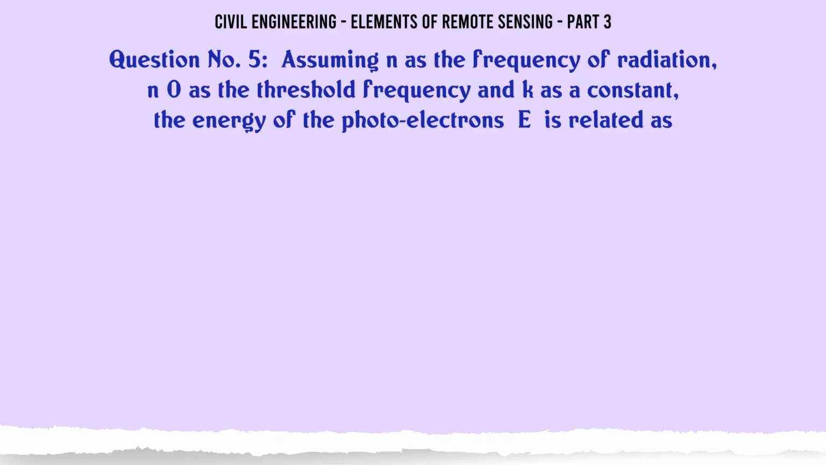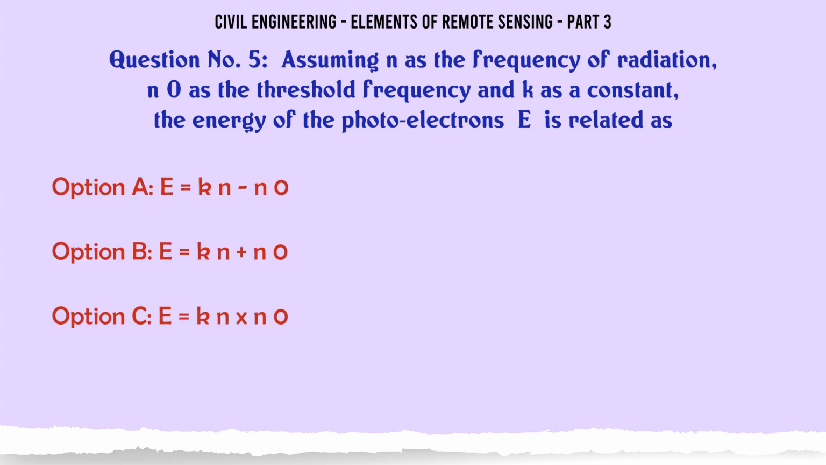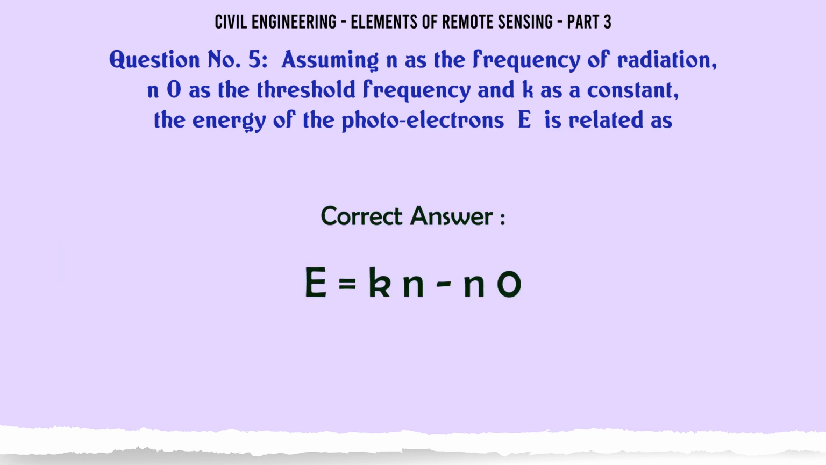Assuming ν as the frequency of radiation, ν0 as the threshold frequency and k as a constant, the energy of the photoelectrons E is related as: A. E = k(ν and ν0), B. E = k(ν and ν0), C. E = k(ν x and ν0), D. The correct answer is E = k(ν and ν0).